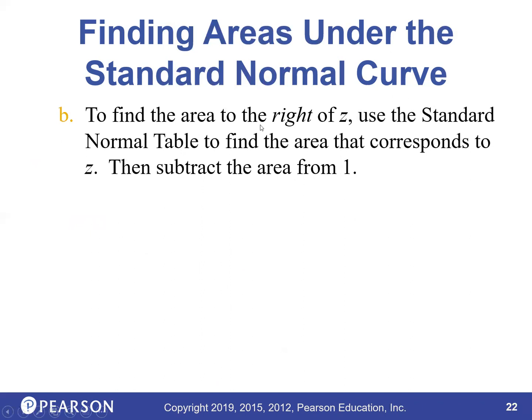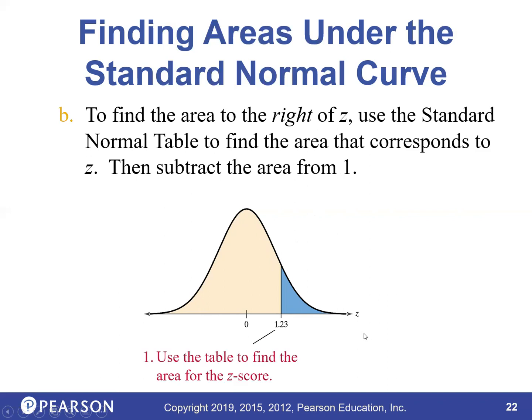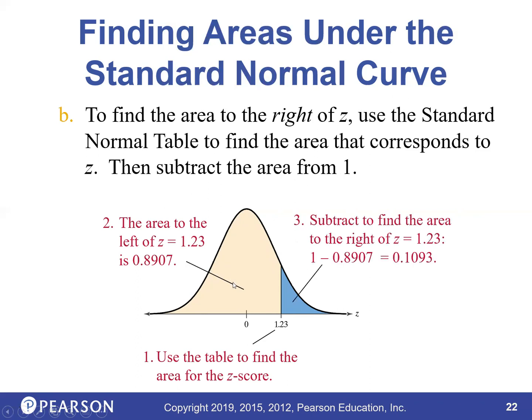Whoa, hold on. So look at this. To find the area to the right of the z value, all we do is subtract from 1. Our table and our calculator always tell us the area to the left. Now this time I want the area to the right of this value. So what should we do? We're going to subtract from 1. We know this value is 0.8907 from the last slide. So it's going to be 1 minus 0.8907.